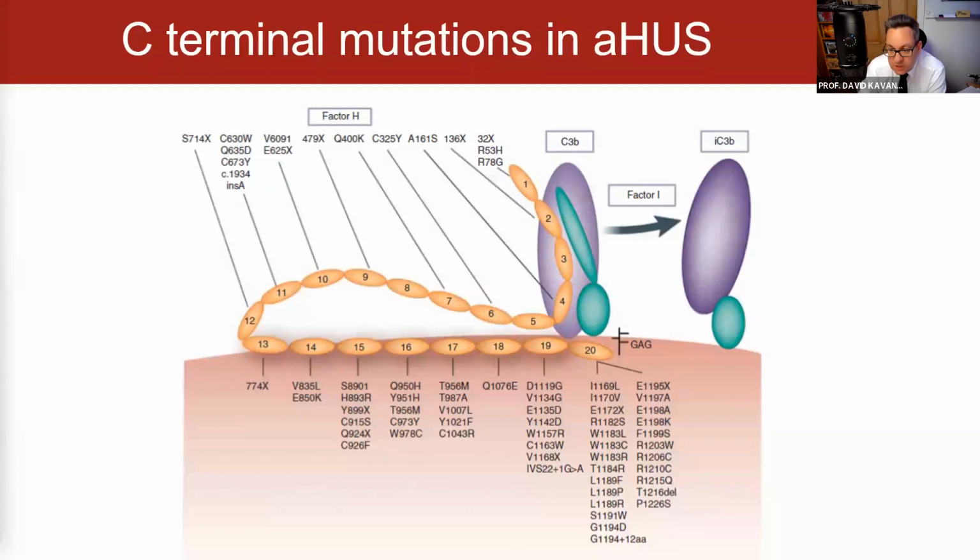The majority of the mutations in factor H were in the C-terminal region. And you can see here that the vast majority are in here. And that told us what this bit of the protein did. This bit of the protein is about cell surface regulation. This bit of factor H binds to the cell surface, to GAGs and to C3b.